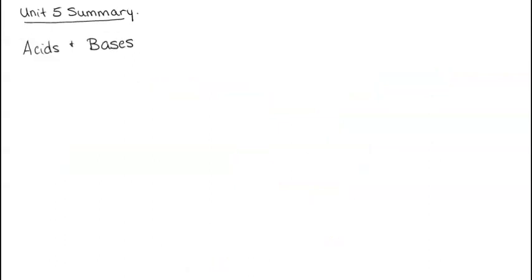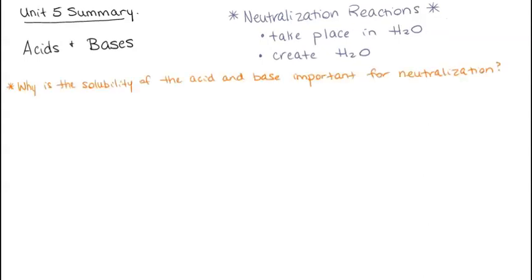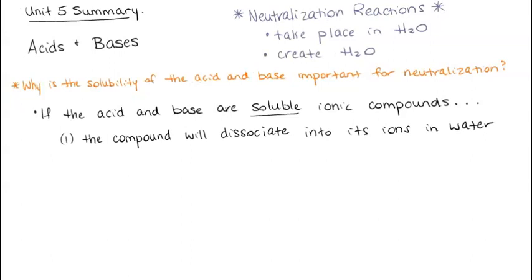2 specific kinds of solutions we talked about this unit are acids and bases. And we looked into neutralization reactions where acids and bases are combined to make a salt and water, a neutral solution. So neutralization reactions take place in water or in solution, and they create water as a product. So one question we looked at was, why is the solubility of the acid and base important for neutralization? If the acid and base are soluble ionic compounds, it means a couple of different things. 1, the compound will dissociate into its ions in water, which then means 2, the ions are available to react.